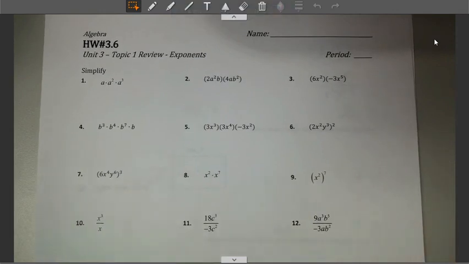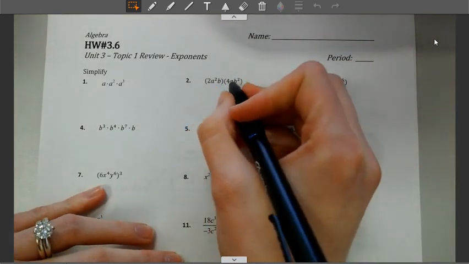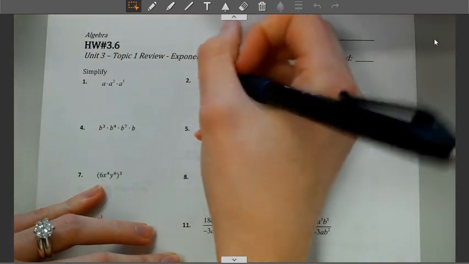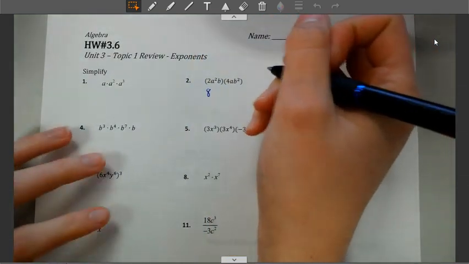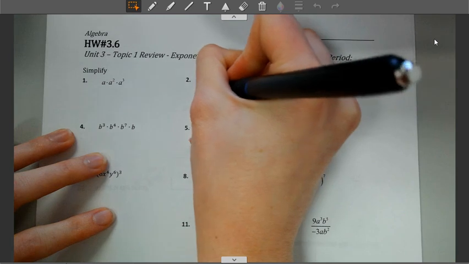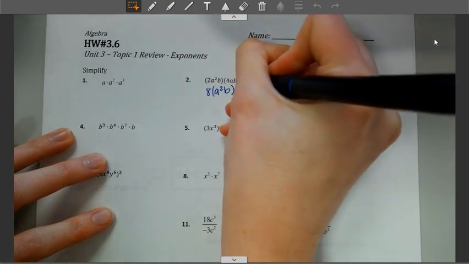Right, so we're going to do a couple of questions from your review. The very first one I'm going to go over with you is question 2. I can see that these two expressions are being multiplied. So the very first thing I'm going to deal with are our coefficients. 2 times 4, well, that is 8. Once I've dealt with something, I'm going to take it out of the parentheses. So now I have 8 times a squared b times a b squared.